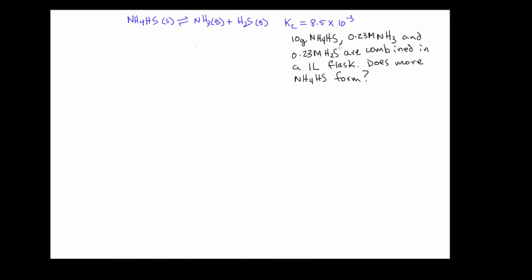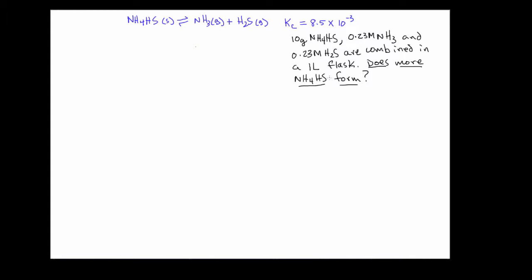So there's going to be a lot of stuff that we're going to do in this particular video, starting with dealing with the fact that this is a heterogeneous equilibria. So let's look at the problem at hand, at least initially. We've got 10 grams of ammonium hydrogen sulfide that's combined with 0.23 molar ammonia and 0.23 molar hydrogen sulfide. And these amounts are combined together in a 1 liter flask at some fixed temperature. And the initial question is, does more ammonium hydrogen sulfide form in the reaction?